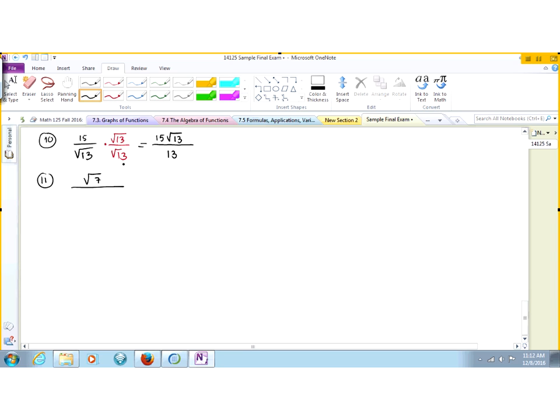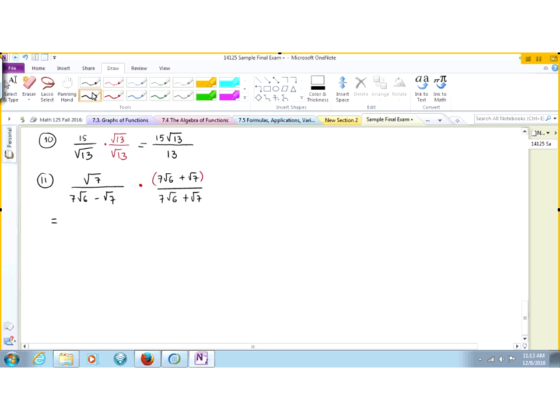So 11: square root of 7 divided by 7 square root of 6 minus square root of 7. So how do I get rid of the radical here? Right, the conjugate? We actually don't call it conjugates, right? So 7 square root of 6 plus square root of 7. Do you remember this? Okay, or maybe I'll just do it here.